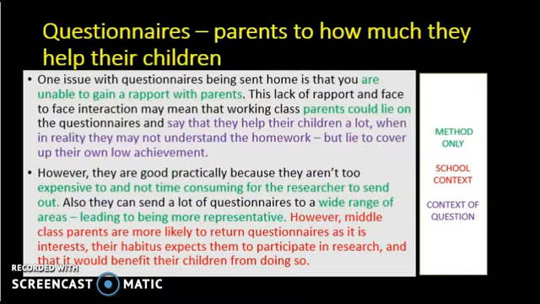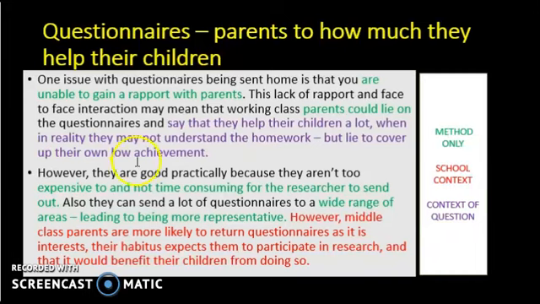A final one is questionnaires to parents to how much they help their children. So here we go. One issue with questionnaires being sent home is that you are unable to gain a rapport with parents, being a detached method. True of any context, so that's going to stay at level 3. This lack of rapport and face-to-face interaction might mean that working class parents could lie. Okay, again, true of anybody could lie on a questionnaire.